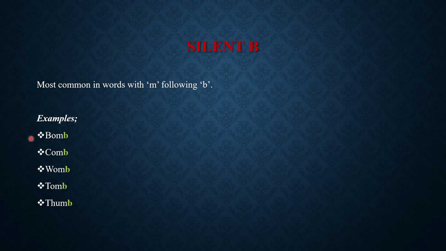I want you to look at example number 1. This word is bomb. B is not pronounced. This one is comb. B is also not pronounced. This is womb. B is not pronounced. Tomb. The word is tomb. B is not pronounced. And then this last word is thumb. So in the word thumb, B is also not pronounced.